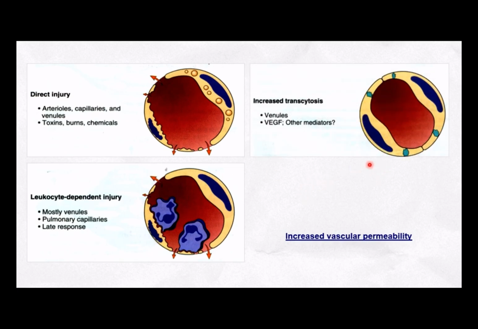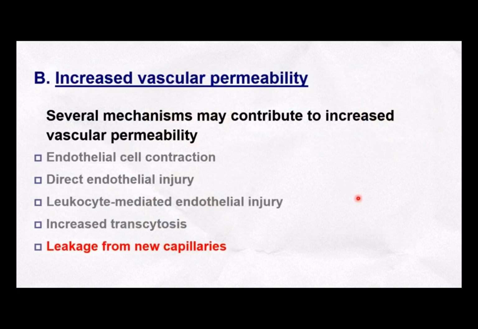Increased transcytosis is another mechanism of increased vascular permeability. In addition, new capillaries have high permeability. Tissue repair involves new blood vessel formation. These new blood vessels are immature and may have some leakage from intercellular junctions.